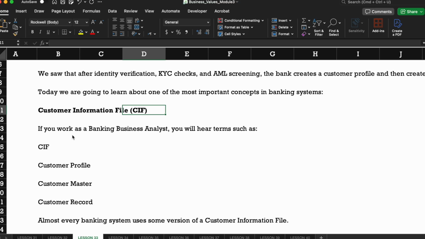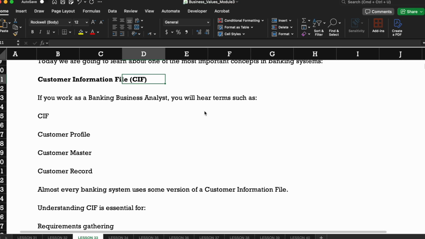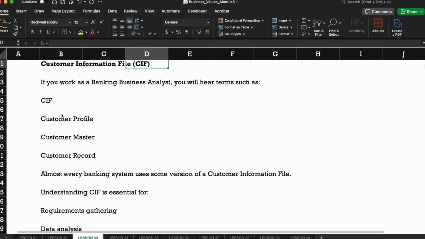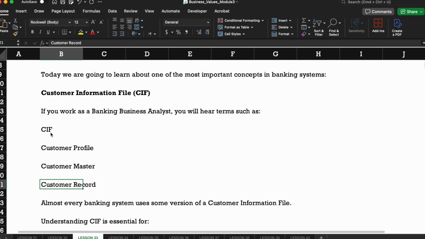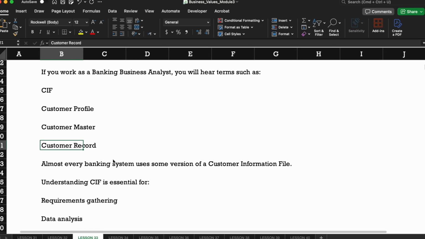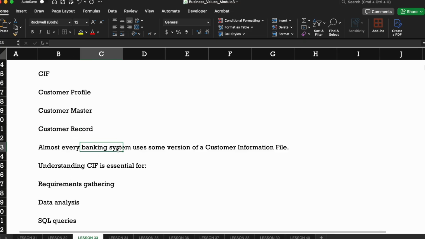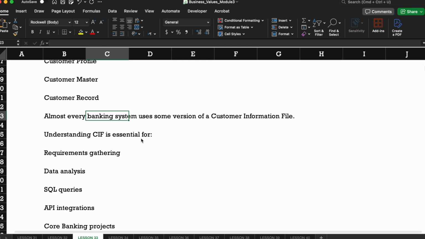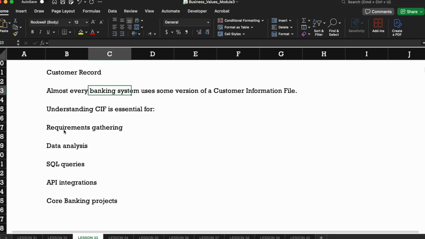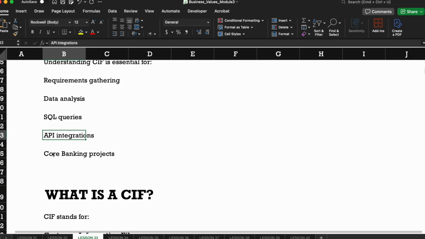If you work as a banking business analyst, you will hear terms such as CIF, customer profile, customer master, customer record. CIF refers to customer information file. It's a number. Almost every banking system uses some version of a customer information file. Understanding CIF is essential for requirements gathering, data analysis, SQL queries, API integration, and core banking projects.